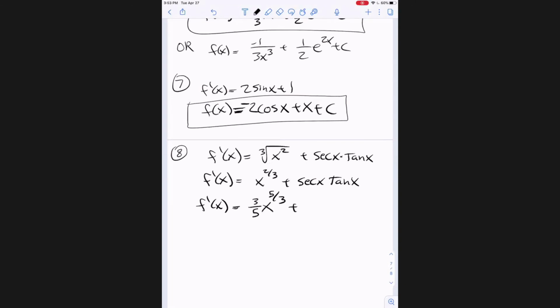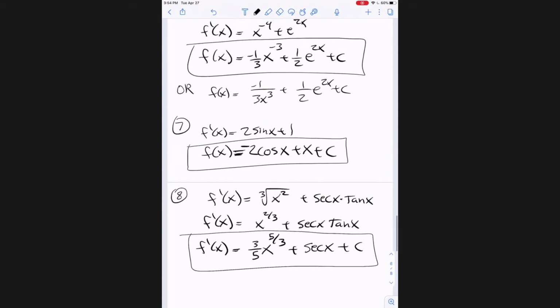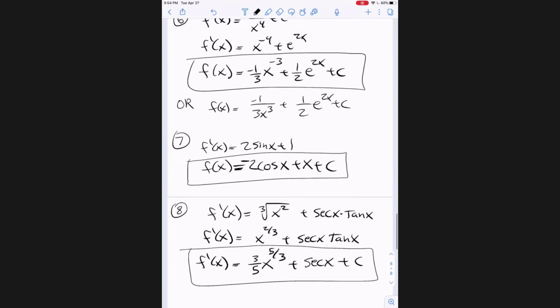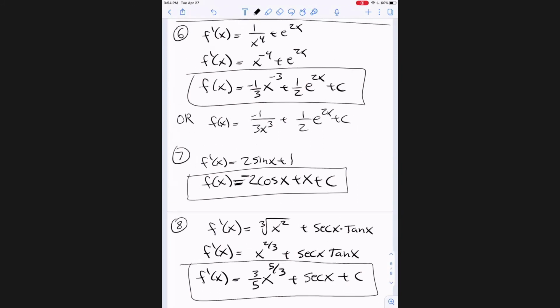Plus, now the secant x times tangent x, there's no such thing as product rule or quotient rule, and you can't treat them like separate questions. But if you remember, these are problems that you should know how to do. You remember the derivative of what gave us secant x tangent x? Secant x. Yes. Secant x. Yeah, correct. Plus c. So there we go. So there's 6, 7, and 8.